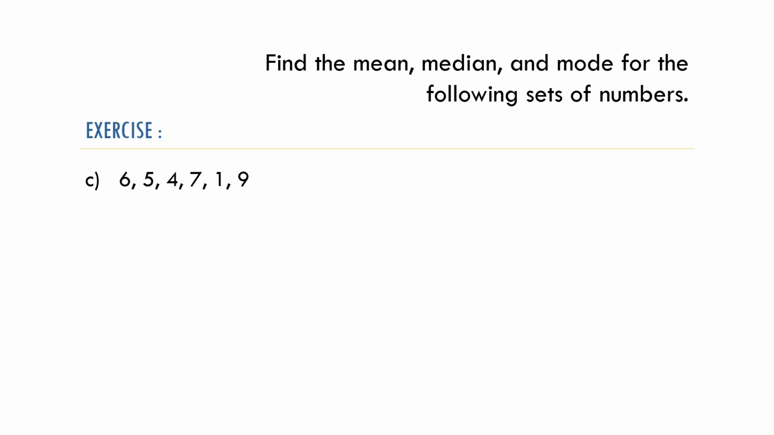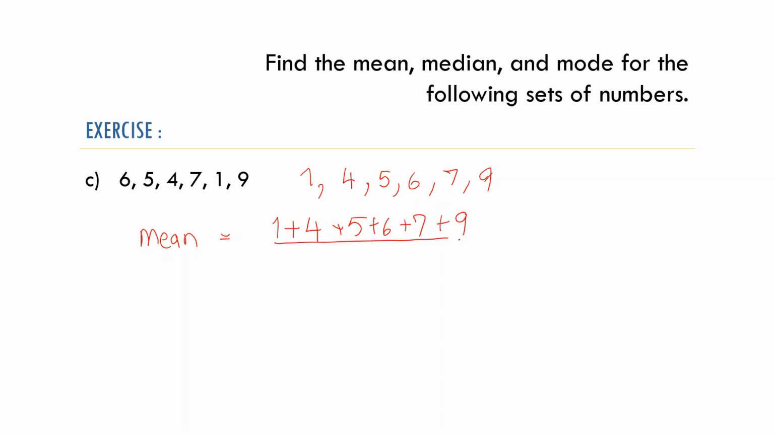Alright, first of all, rearrange, find mean, median, and mode for this following set. Okay, now let's rearrange from low to high. 1, 4, 5, 6, 7, and 9. Find the mean. 1 plus 4 plus 5 plus 6 plus 7 plus 9 and divided by the number of data, which is 6.